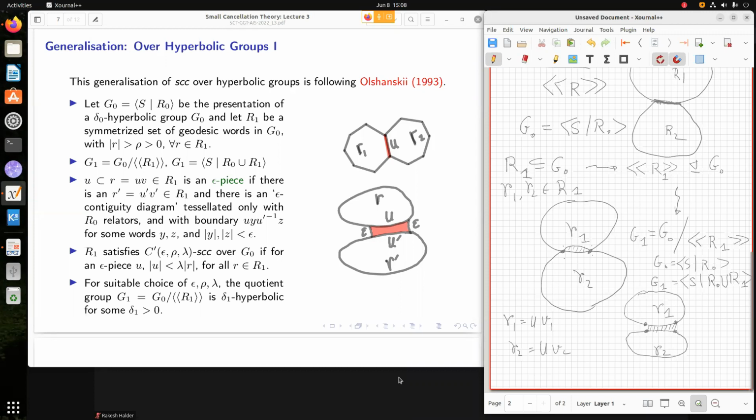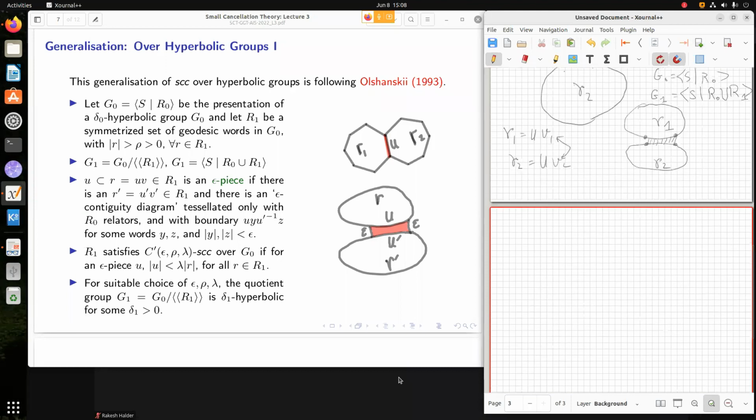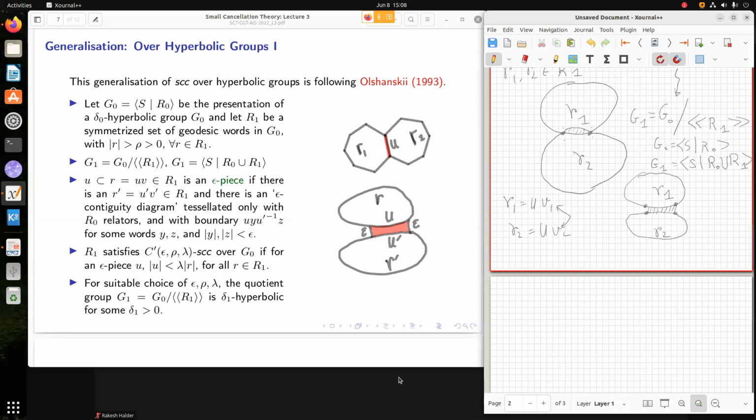So these are essentially distinct, right? But the prefix is same. If that happens, we call that to be a piece. We call U to be a piece if that happens. Now, what would be the right replacement for that definition in this case? What shall we call a piece? Because they are not necessarily overlapping. What will be a piece in that case?